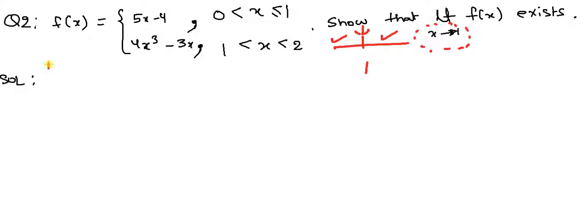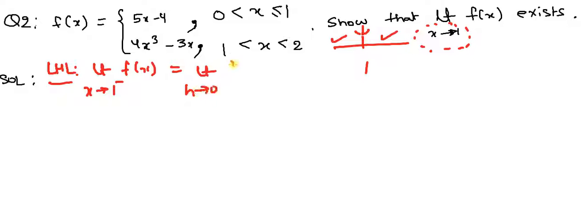Again you'll take the left hand limit, that is, the limit as x tends to 1 minus of f of x, which should be the limit h tends to 0 of f of a minus h. a is 1 here, minus h, because left hand side is minus. Now what is the limit when x is less than 1? Then this function is followed. So you'll be putting the value of this quantity in this function. So it will be f of 1 minus h.